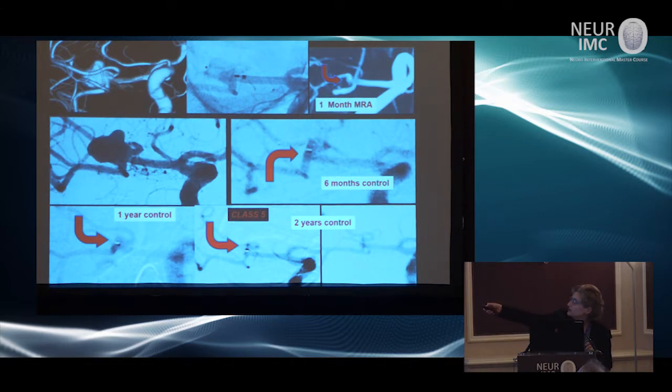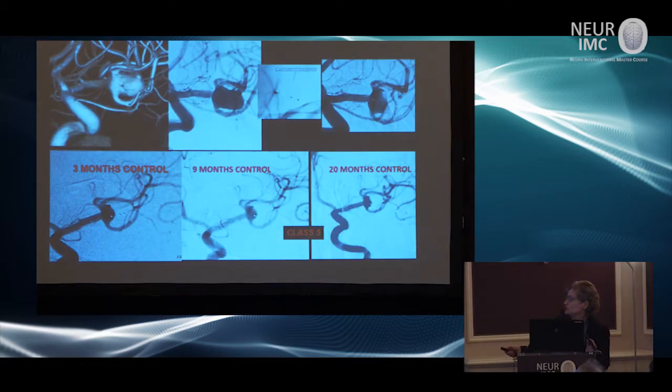But see, at 1 month MR angiography, there is some remnant. And at 6 months, you realize that it is the continuation of the superior trunk. This is the 1-year control, and this is the 2-year control. It is the continuation of the vessel. So it is stable remodeling of the bifurcation, which means there is no need for retreatment. It's a stable occlusion. It is not so-called complete occlusion, maybe, but it is a good, stable occlusion.